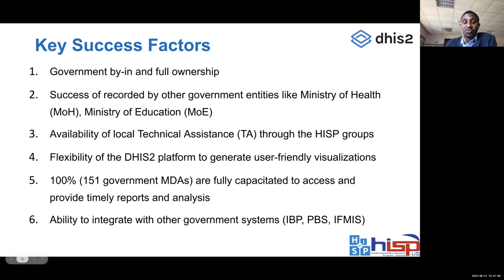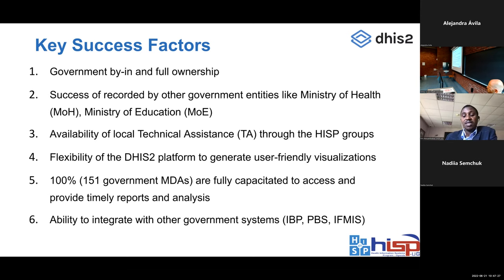We've mentioned that this is really 100% fully owned, and the capacity building is also going to be 100% through government. And then there is the ability to integrate with other government systems. I will also take note that we've done integration with IBP. IBP is Integrated Bank of Projects, one of the other government systems that also does the monitoring of government projects. The IFMIS, the PBS, all these are other government systems that will be integrated, but for now, the integration has been with the first one, which is the IBP.